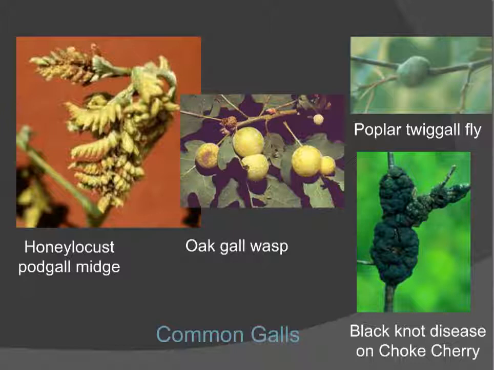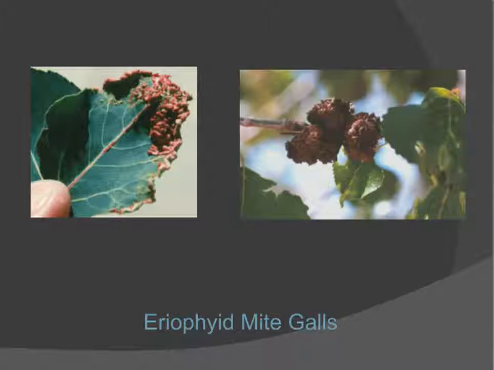Mite galls, generally on cottonwoods and, for the most part, elms. You get sort of this reddish, leathery tissue, or red sort of balls, that is pretty distinctive for mite galls.